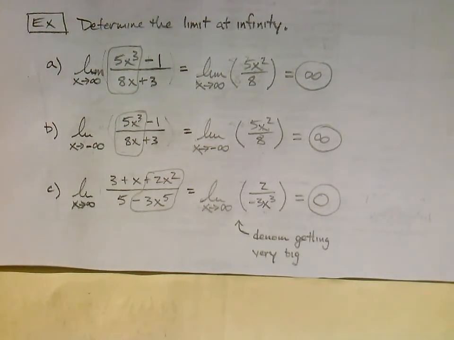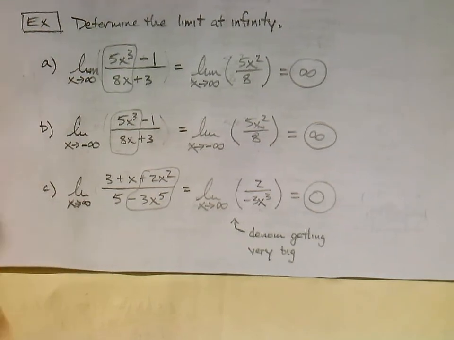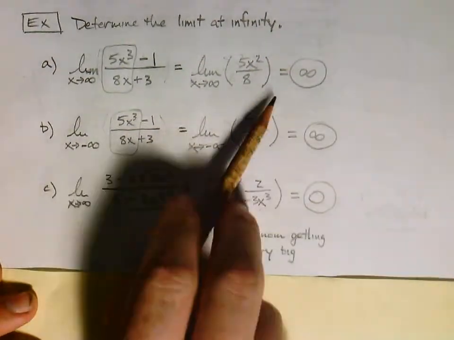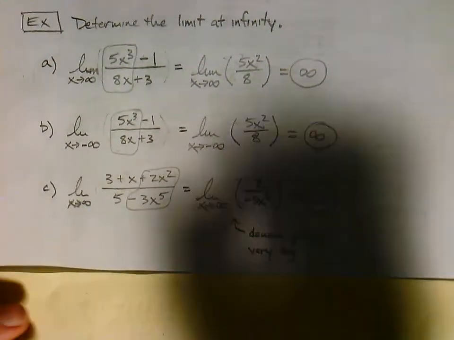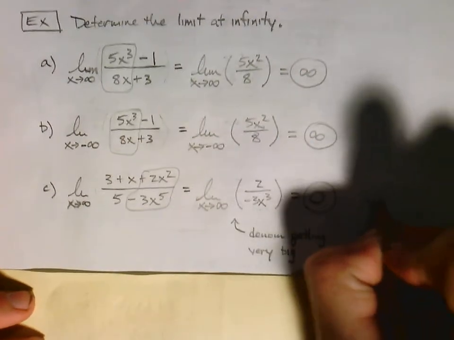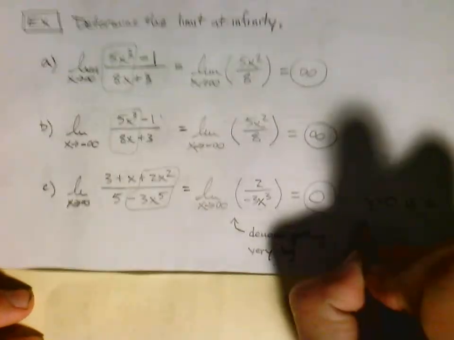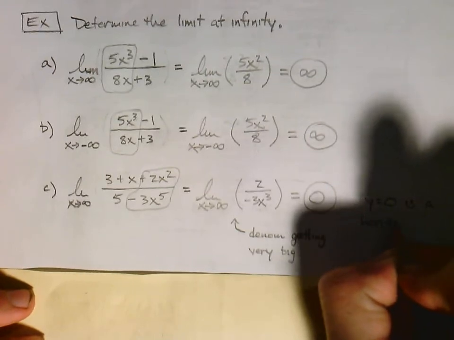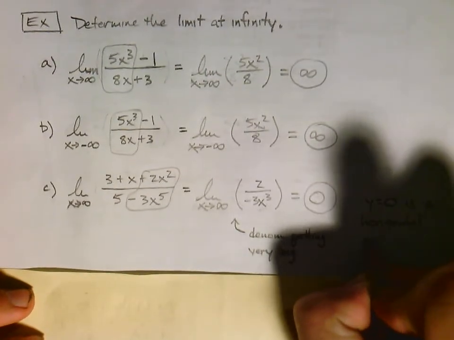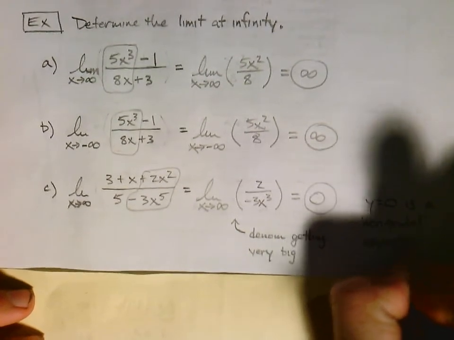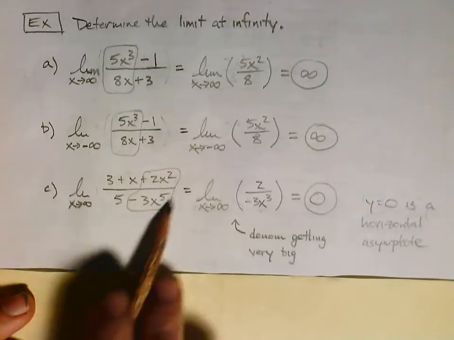Now, if you wanted to connect it to a horizontal asymptote, we would say, these answers were infinity, so they don't have one, but now we got a number answer. y equals 0 is a horizontal asymptote for this function here.